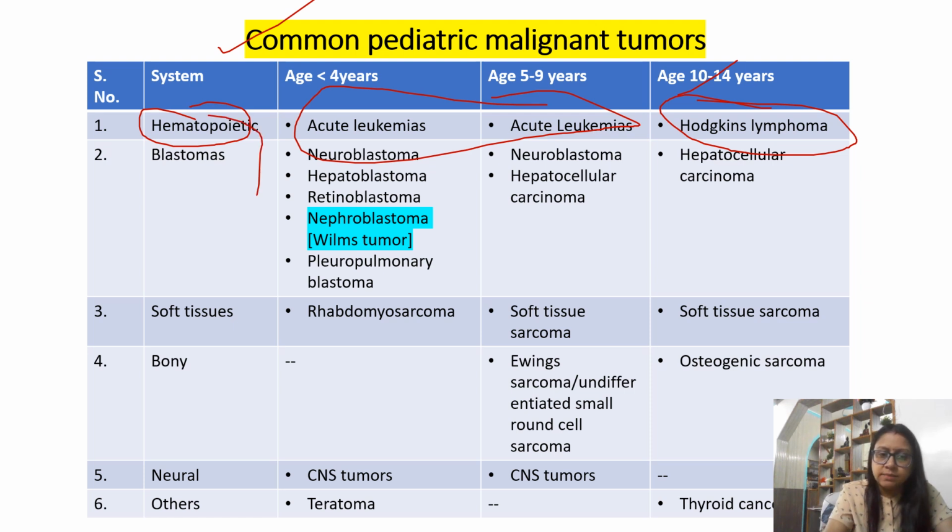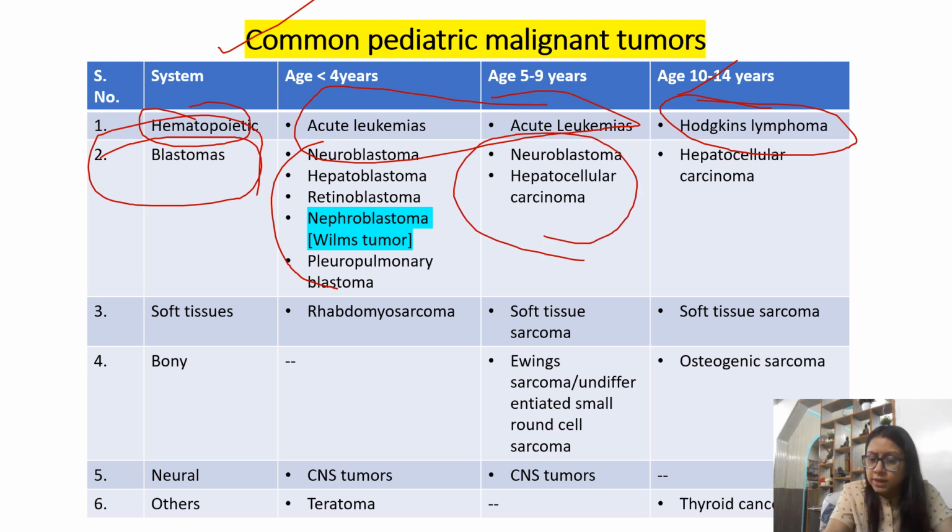Then comes the second system, the second broad category, that is blastoma. In less than 4 years, you see neuroblastoma, hepatoblastoma, retinoblastoma, nephroblastoma, pleuropulmonary blastoma. Then in age 5 to 9 years, you see neuroblastoma and hepatocellular carcinoma. In 10 to 14, hepatocellular carcinoma.